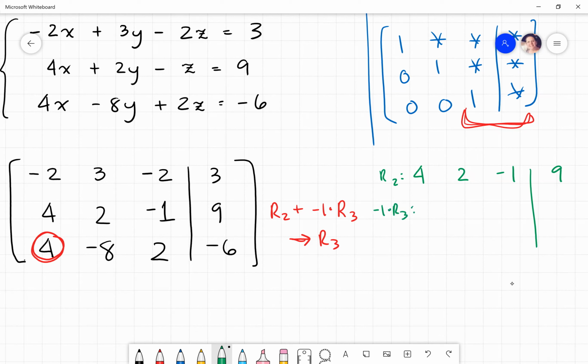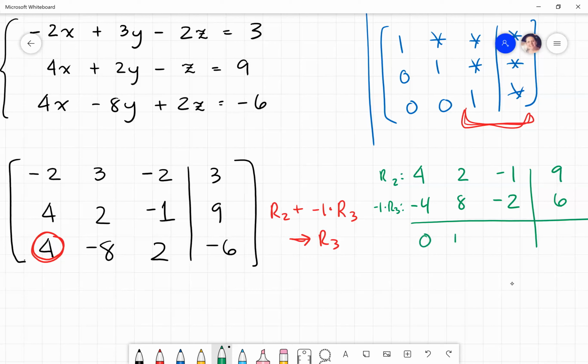All right, so I got row 2, that's actually row 2, yes. And now row 3 is going to be the same row 3, except all the numbers are going to be the opposite sign. I need more room. -1 times row 3. Okay, so 4 times -1 is -4. -8 times -1 is 8. 2 times -1 is -2, and -6 times -1 is 6. Okay, then we're going to add these two together.